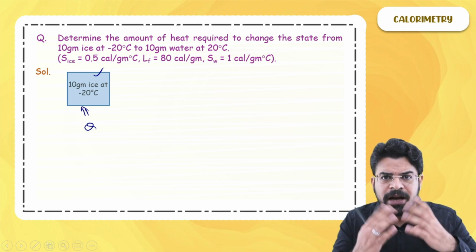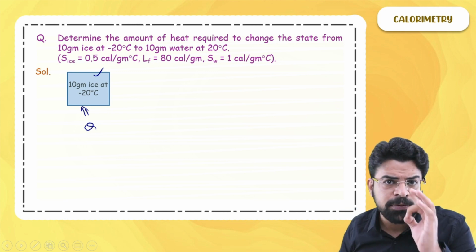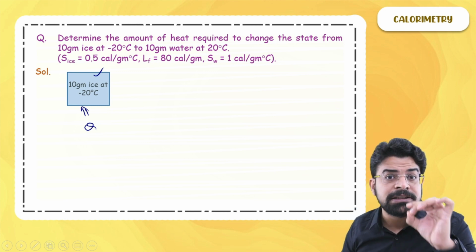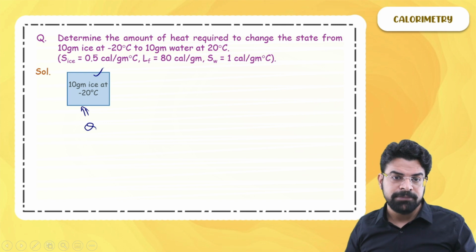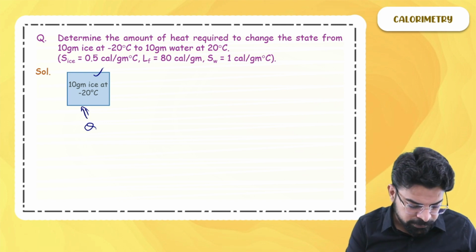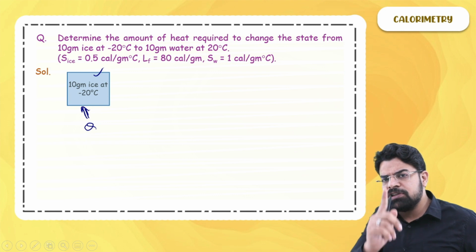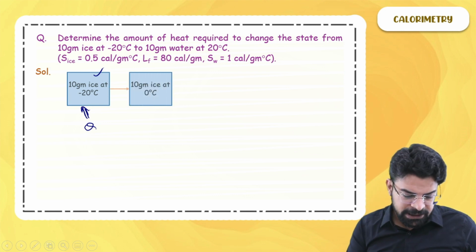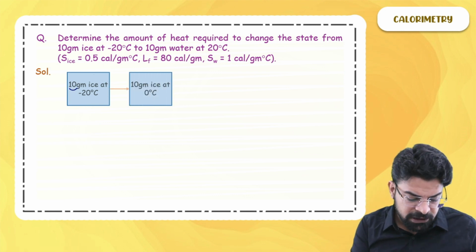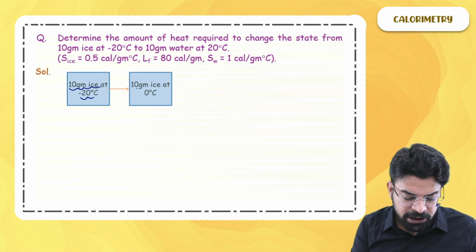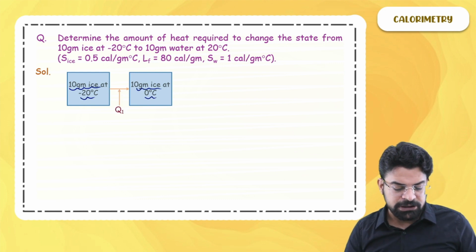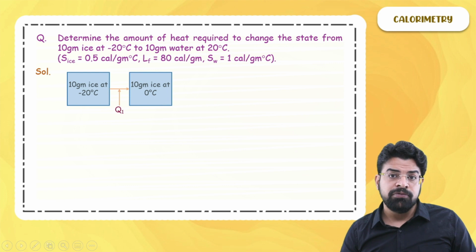So as you start providing heat, the first energy provided will be utilized to increase the temperature of ice. Now how much heat has to be provided to increase the temperature of 10 gram of ice from minus 20 to 0? So let's say this heat provided to convert 10 gram ice from minus 20 to 10 gram ice at 0 is Q1. So how can we find Q1?